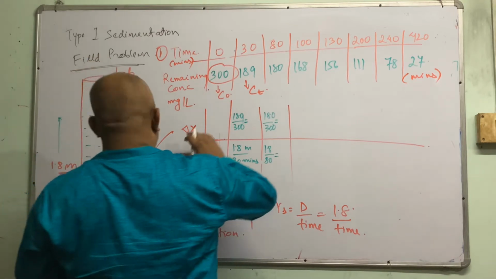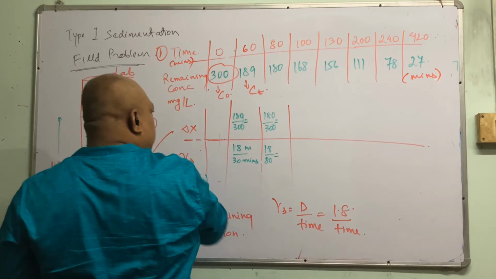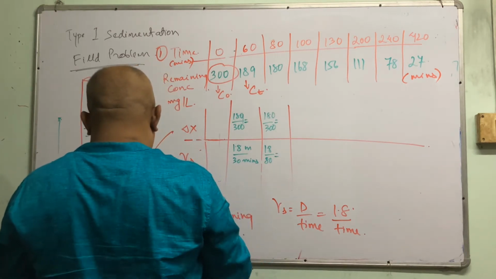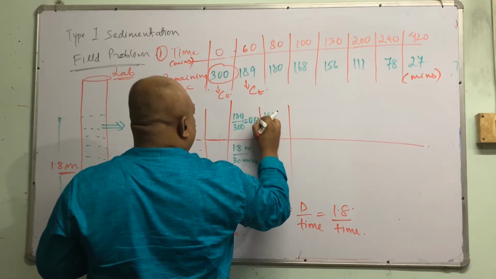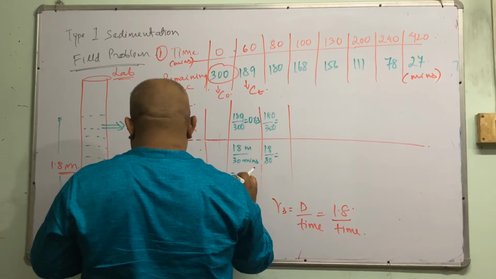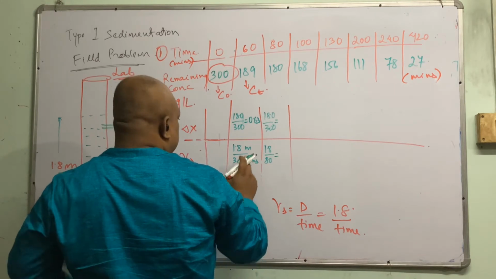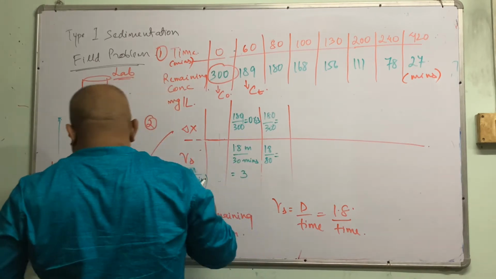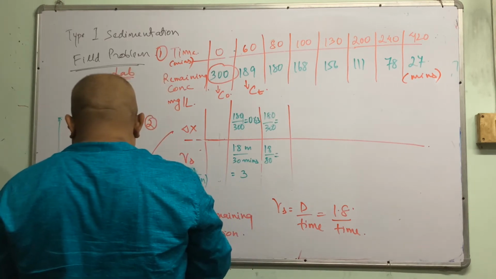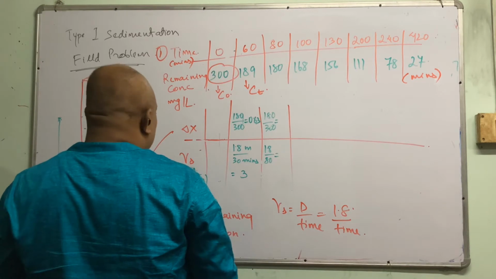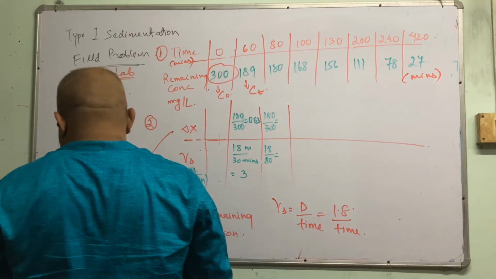Let me shortcut it because I already have to solve numericals. I'm very sorry, this should be 60, 60 minutes. So 189 by 300, we get 0.63, and this settling velocity is 3 meter per minute. This is 1.8 meter by 30 minutes.